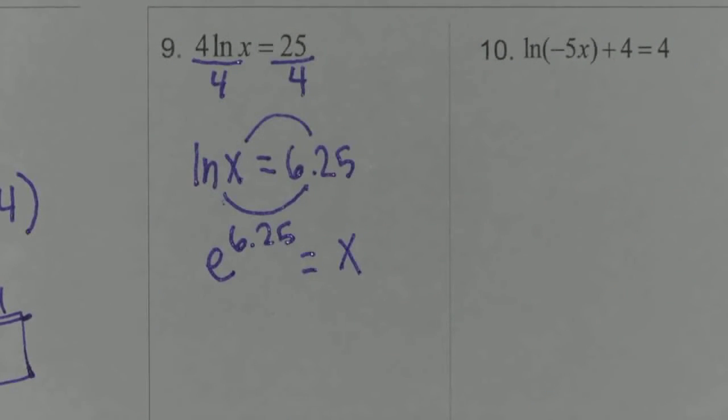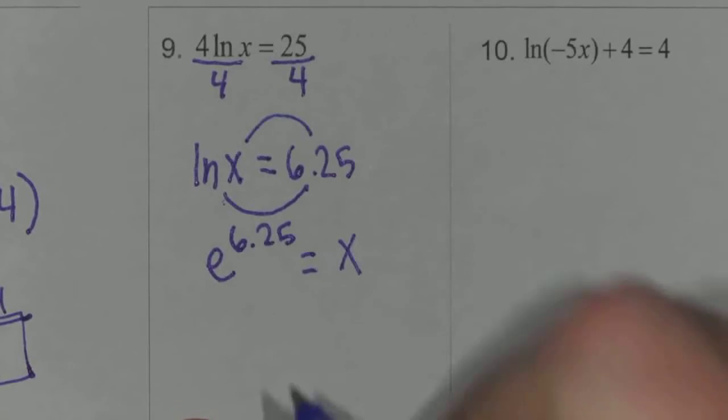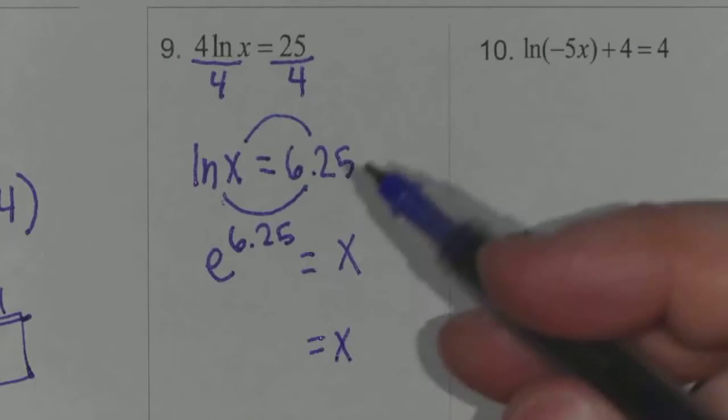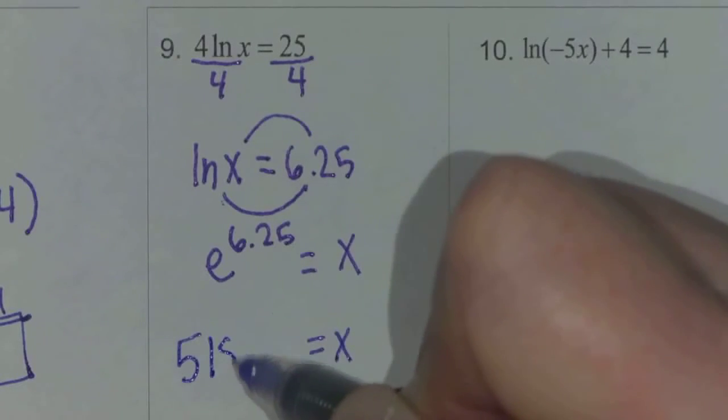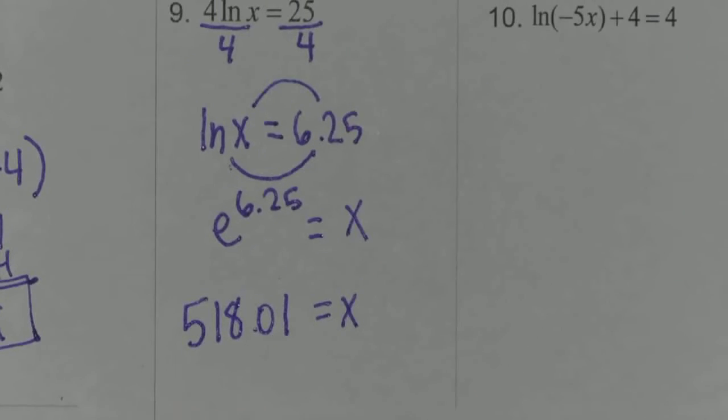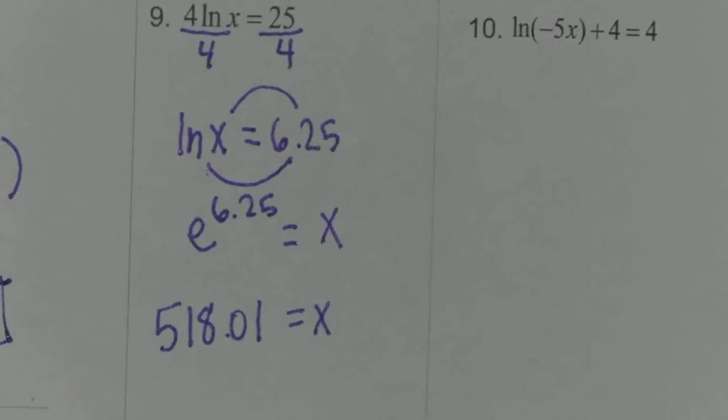That's just a calculator problem now, you guys. Just put it in on your calculator. So go hit your e to the x key. And for your power, put 6.25. And then just tell me your answer. Round it to 2 decimal points. 518.01. Perfect. Okay. Questions on how I did that? So isolate, circle around. That's really what we're doing today, okay?